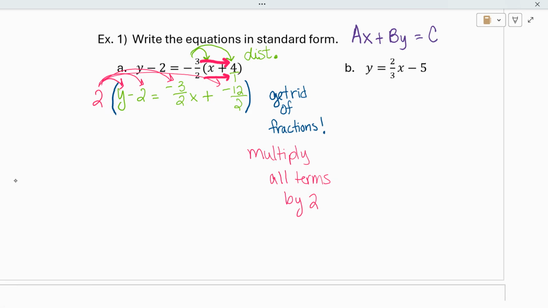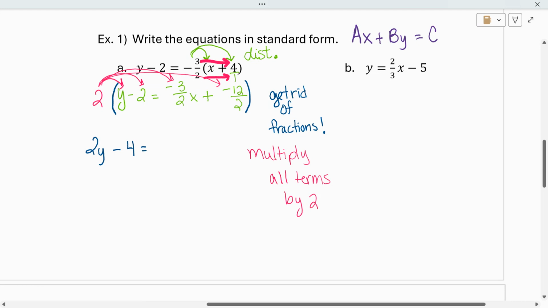2 times y is 2y. 2 times negative 2 is negative 4. 2 times negative 3 halves x is, well, the reason we multiply by 2 is the 2 in the numerator cancels out the 2 in the denominator. So that just leaves me with negative 3 halves x. And 2 times negative 12 over 2 is just negative 12, because again, the 2 cancels out the 2 in the denominator.